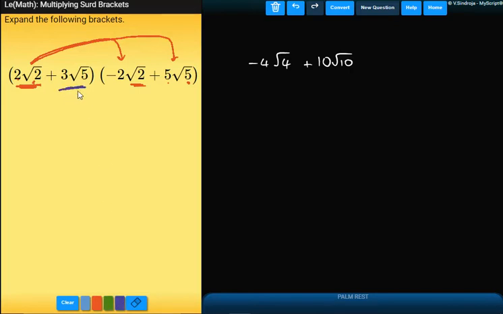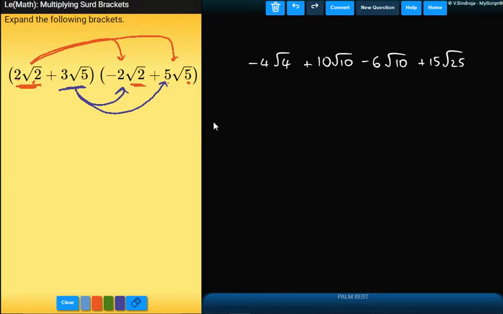We're going to do the 3 root 5 times this. That's going to be negative first of all, because positive times negative. 3 times 2 is 6. Root 5 times root 2 is root 10. And then 3 times 5 is 15, and root 5 times root 5 is root 25.